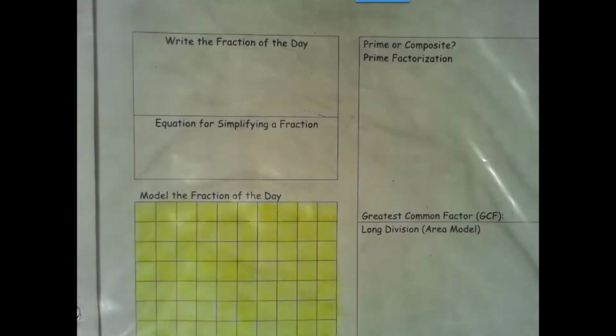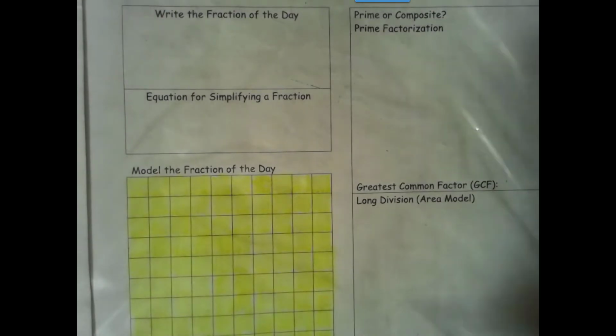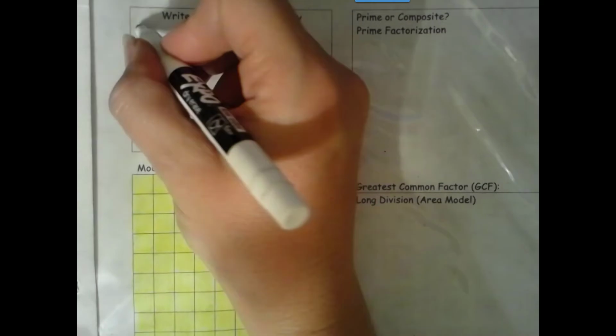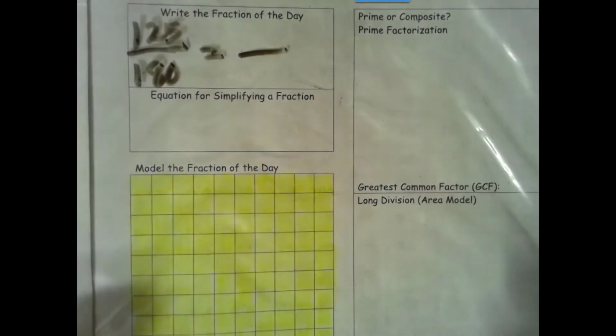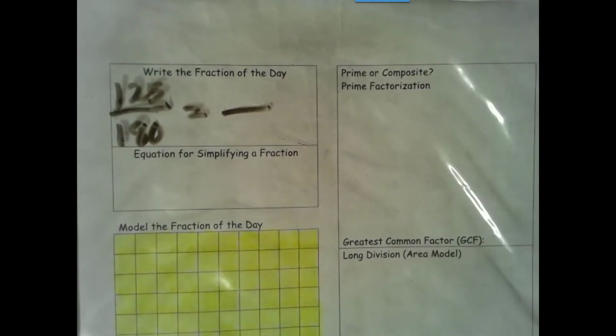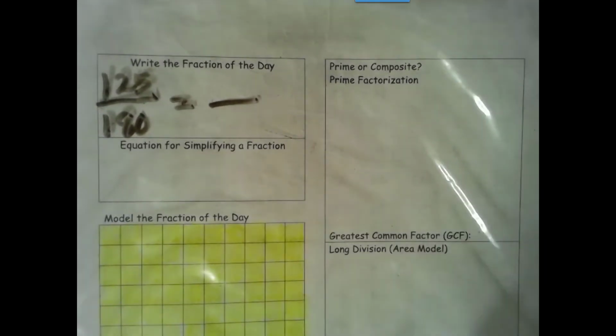Our denominator is 180 because that's our total amount of school days, and we are on day 125. Now we have to think if our numerator is prime or composite. Well, it ends in a 5, so that means it's divisible by 5. 5 is a factor. So that means it has more than 2 factors because it has 1 itself and 5. So it has to be composite.